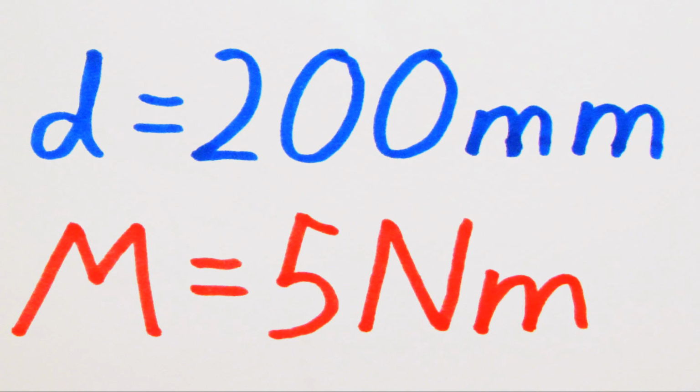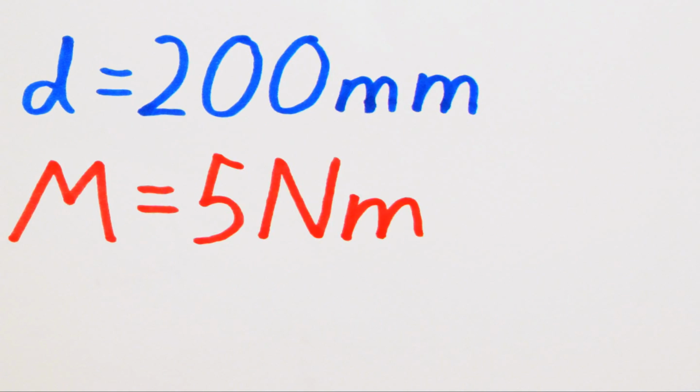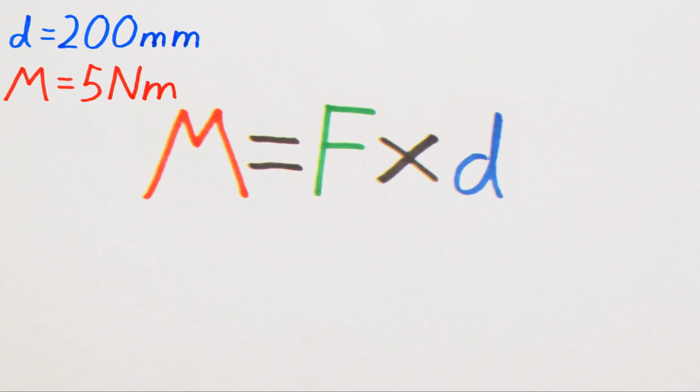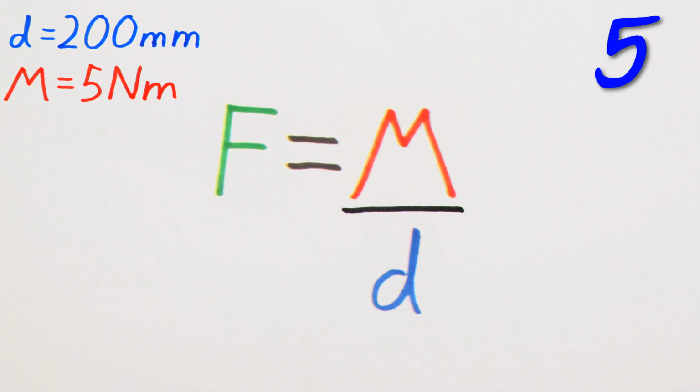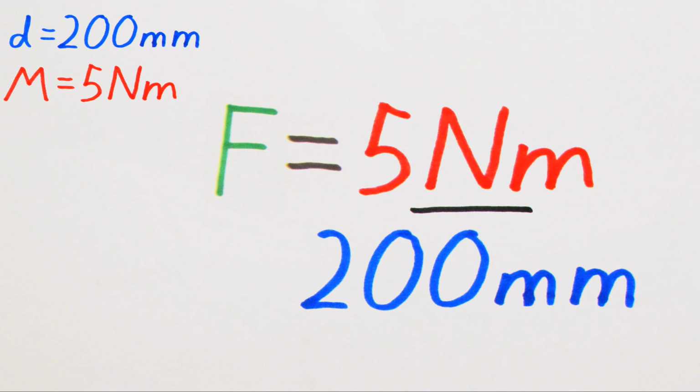Finally, you try one. If a force is being applied 200 millimeters away from the pivot and it generates a moment of 5 Newton meters, what is the force going to be that generates this moment? First, try to rearrange the equation to find F. F equals M divided by D. Now put your numbers in. 5 Newton meters divided by 200 millimeters.